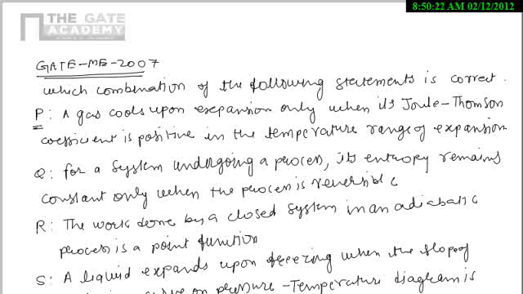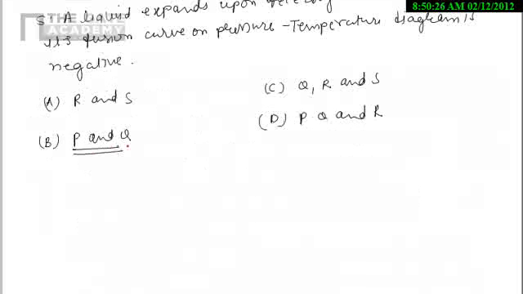So if you see the second option, that is option B, P and Q. P and Q both are true statements. So option B will be the correct answer. So the correct answer is option B. P and Q are the true statements.